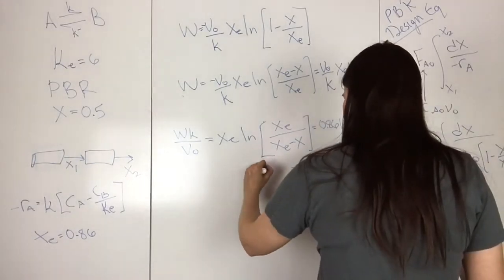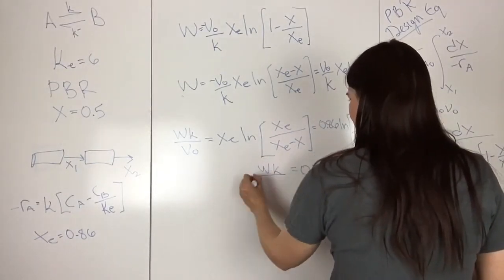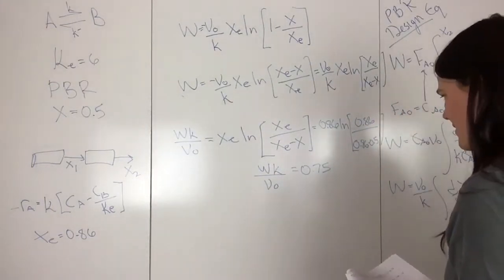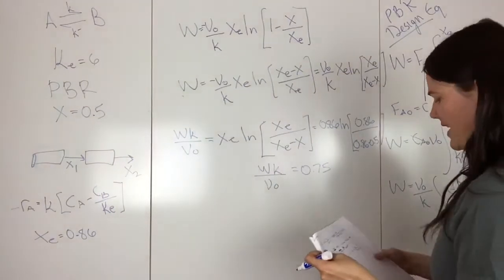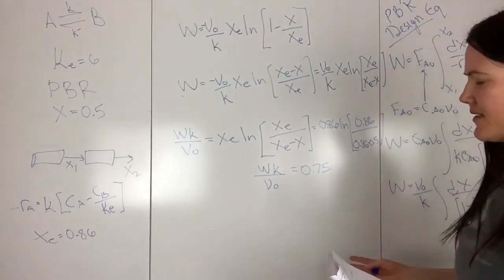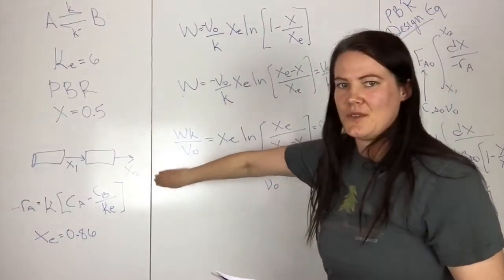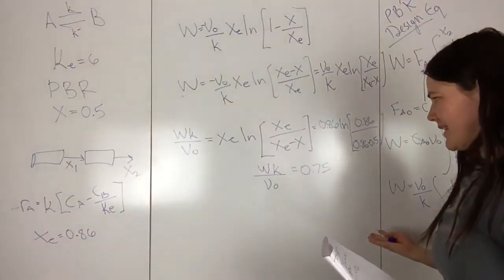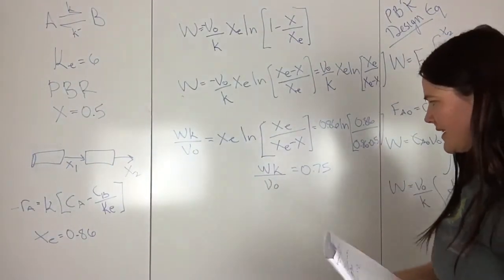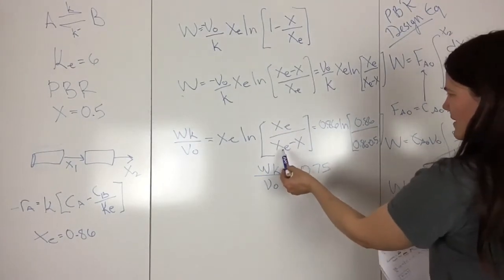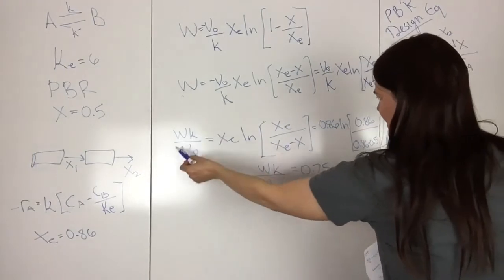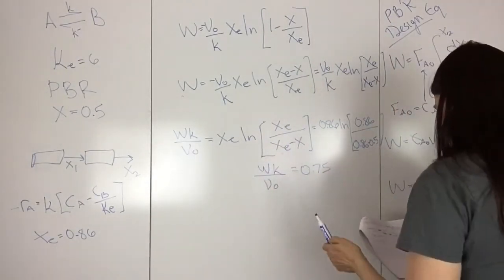So we know that the weight times the rate constant, divided by the volumetric flow rate, is equal to 0.75 for this reactor. And so what it's asking for is the conversion out of x2. So we don't actually need to know what this stuff is individually to get that, because we already have this equation. We know what Xe is, we know what this is, and we're solving for x.